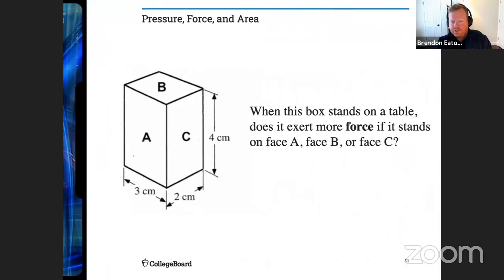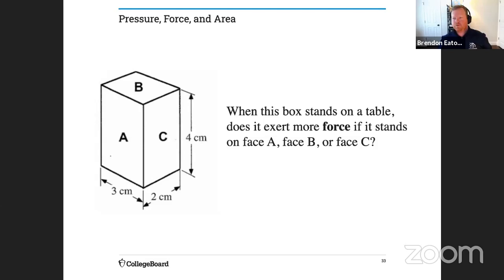All right, let's check out this box standing on a table. Now this box has dimensions of 3 by 2 by 4. So when it stands on a table, does it exert more force if it stands on face A, more force if it stands on face B, or more force if it stands on face C? So you need to think about what type of forces are acting on that box.